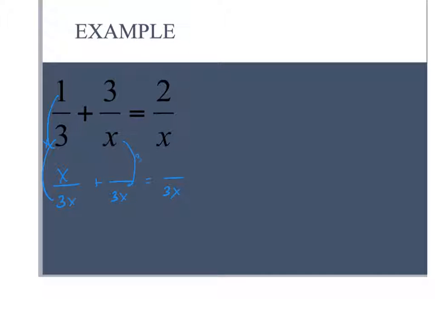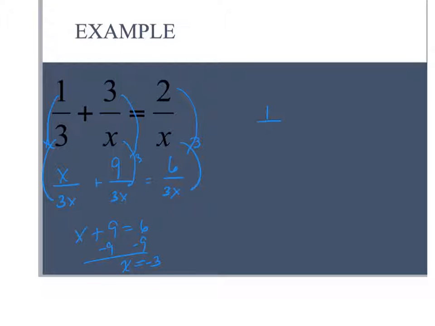Multiply this by 3. So it'll be 9. Multiply this by 3 as well. So I get 6. So now that my denominators are the same, I can kind of ignore them and work just with my numerators. So x equals -3. I'll go ahead and check this.